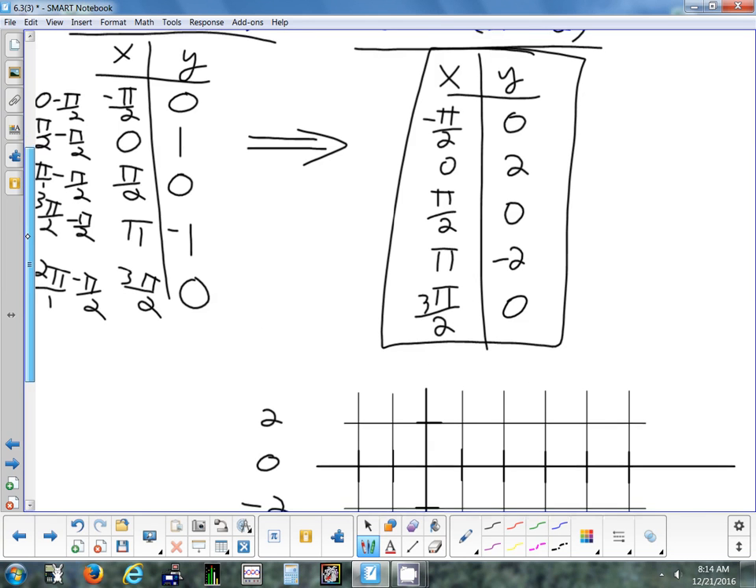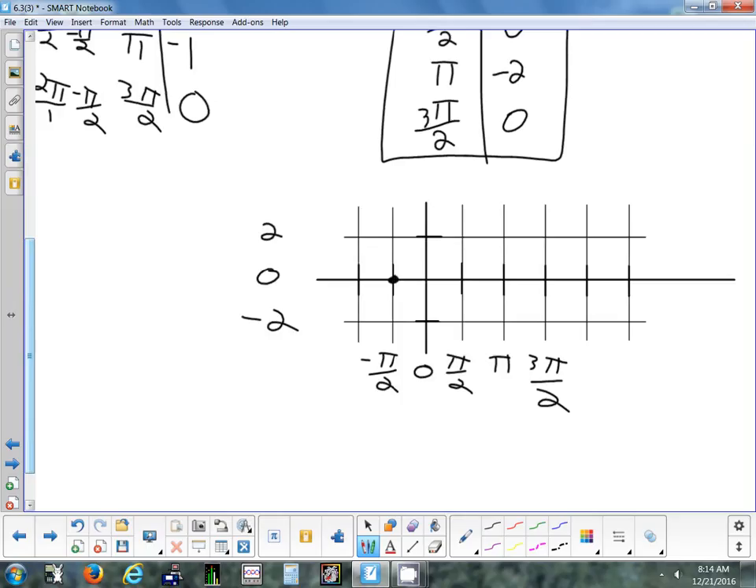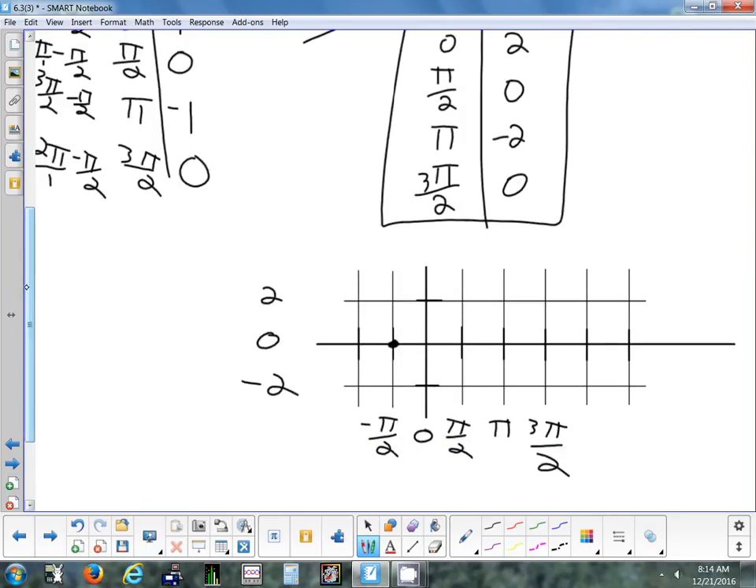All right, so now we've got negative pi over 2, 0. 0, 2. Pi over 2, back to 0. -2 and 0 again. So those are my 5 points.